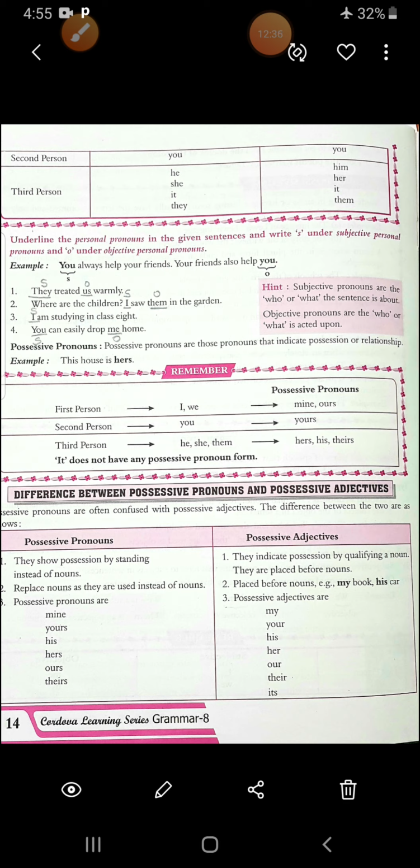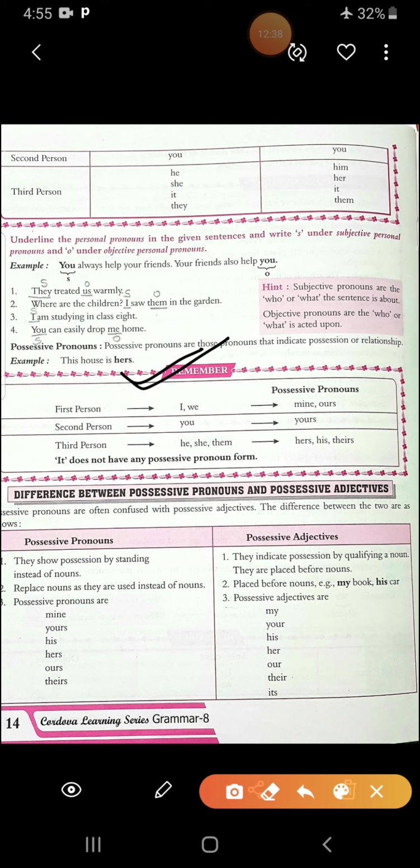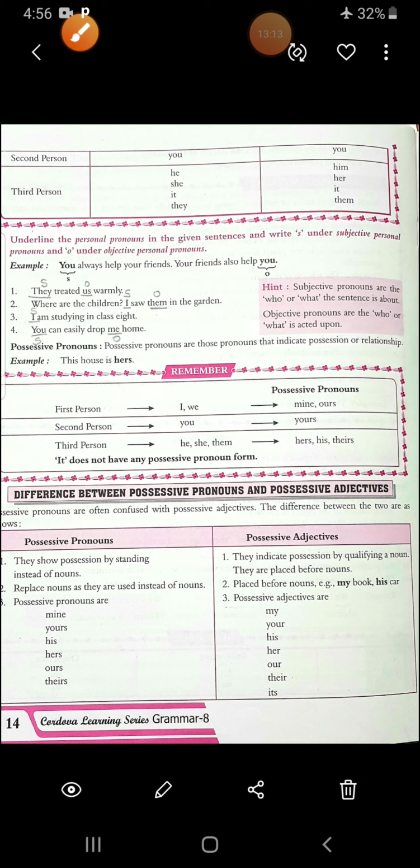Then see this table that is given here, this remember part. This is very important. For first person, in place of I, what do we use? Mine. And in place of we, what do we use? Ours. For second person, you becomes yours. Third person, she, he, they become hers, his and theirs. His doesn't change into his's. Just remember this, his remains his. It does not have any other possessive pronoun form. Hope this much is clear.